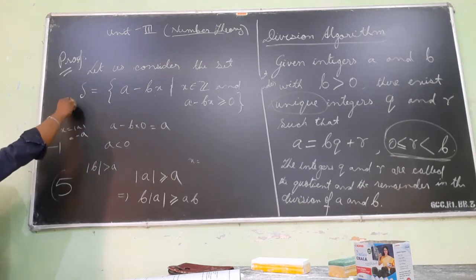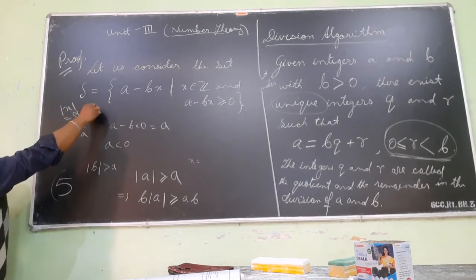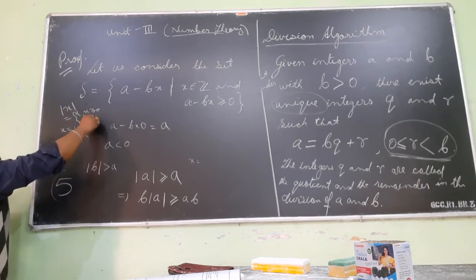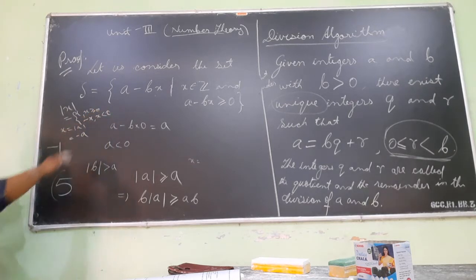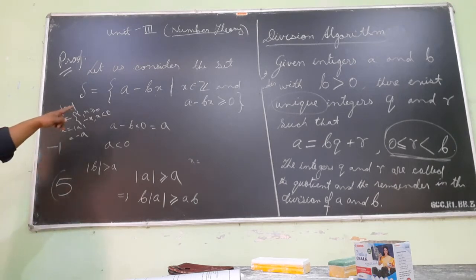What is mod x? Mod x is x if x is greater than or equal to 0, and minus x if x is less than 0. So if I take x as mod A, then this value will be minus A. x will be equal to minus A. In that case, what will be this value? It will be A plus A into B.